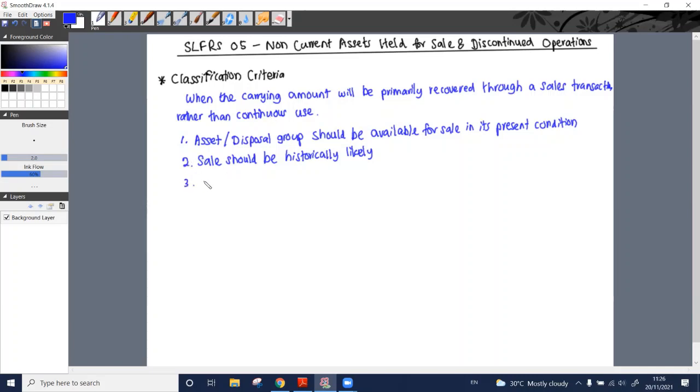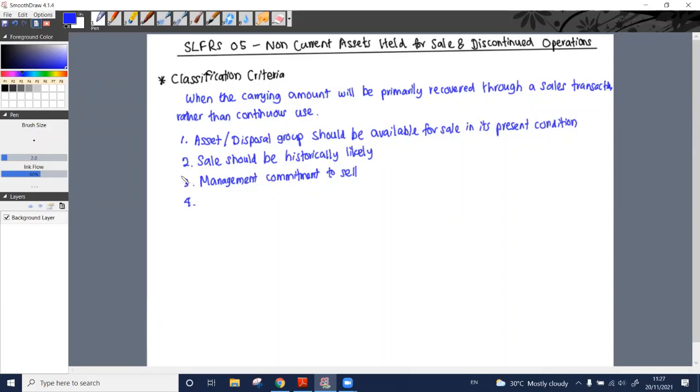Third criteria, management commitment to sale should be there. Just leaving the machine lying around is not enough for us to identify it as a non-current asset held for sale. There should be a commitment from the management side. There should be evidence that they are committed to sell this asset, such as an advertisement or some similar actions taken by management. Management commitment to sell should be there.